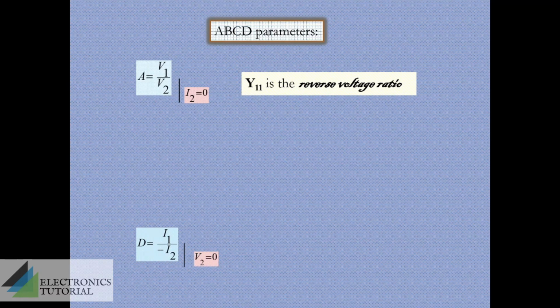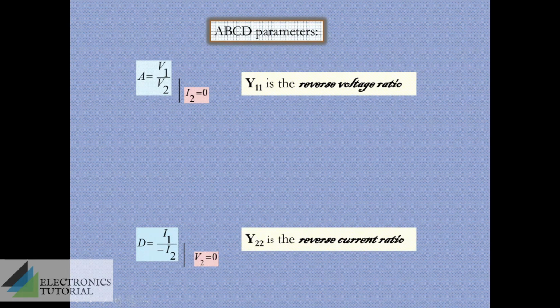Similarly, the parameter D consists of current terms both in the numerator and in the denominator. So it will be a current ratio, and here also the direction is from input to output. Then it can be called the reverse current ratio.